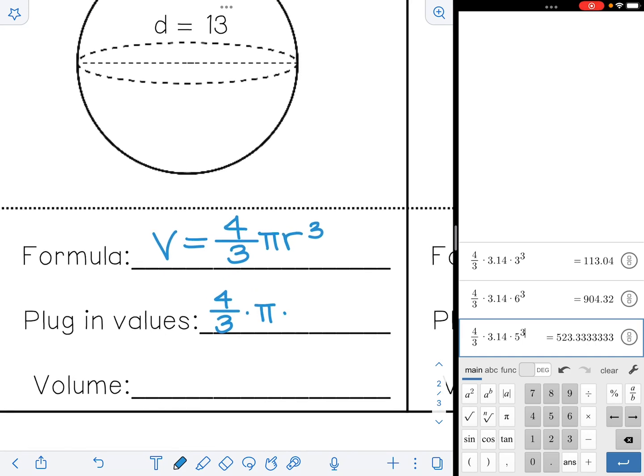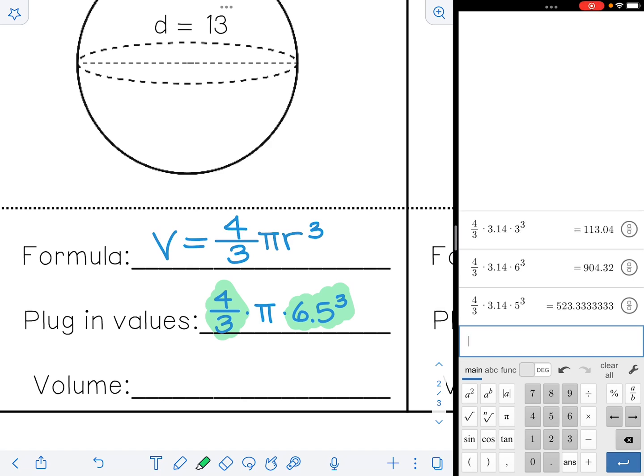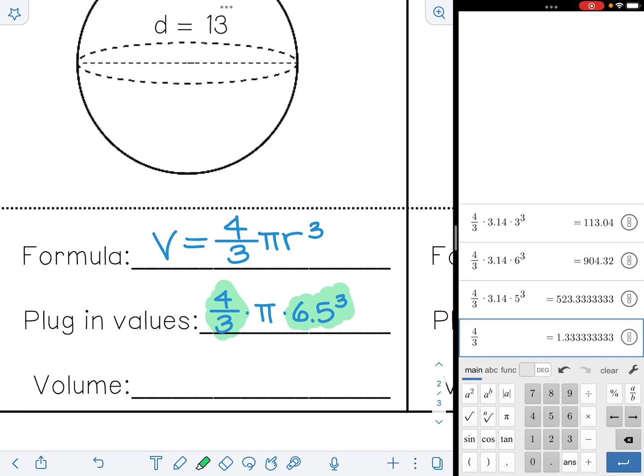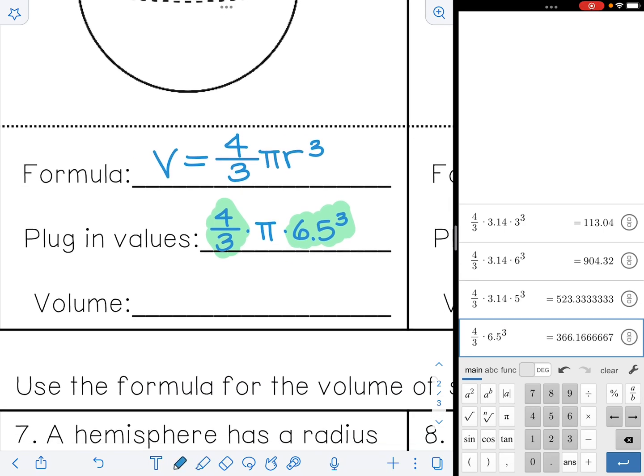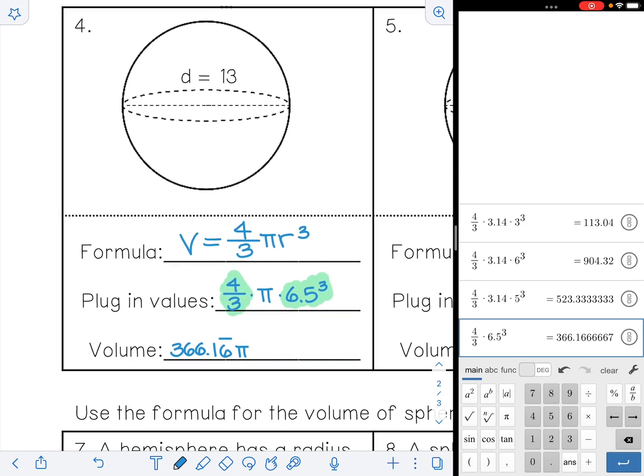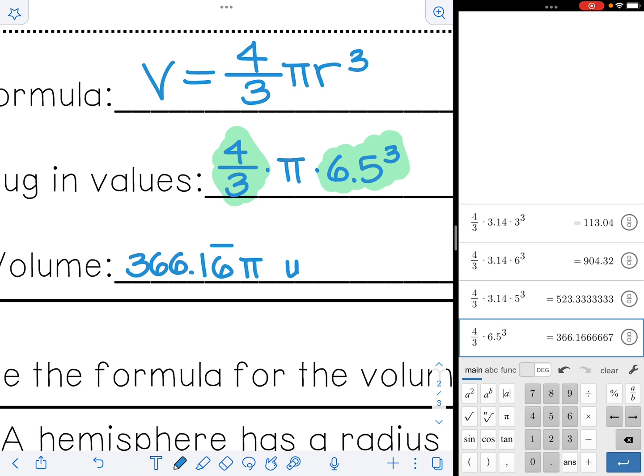Because our diameter is 13, our radius would be 6.5 raised to the third power. So what we need to do is multiply the numbers that are not pi together. So that would be the 4/3 times the 6.5 to the third power. We get a repeating decimal, 366.16 repeating. Because we did not multiply pi in, we need to keep the pi attached at the end to show that it's still part of the problem. And I think these are all unitless as well. So our generic unit would just be units cubed.